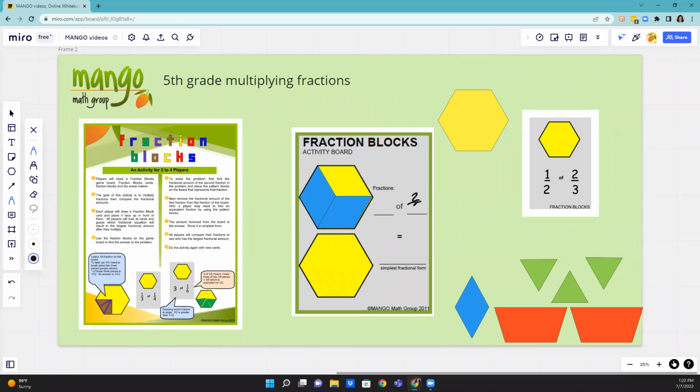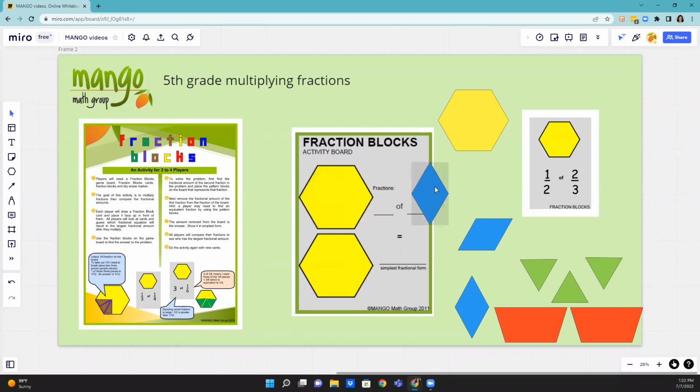So we remember what problem we're doing, and we want to take one half of it. Since we have two pieces, to take one half we're just going to take one away, and we're left with this one piece. That one piece represents one third, because that's how many pieces make that whole. So one half of two thirds is one third. So there's one example. I'm going to give you another example.